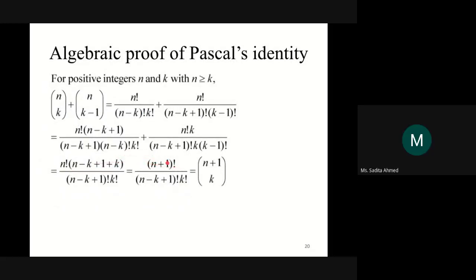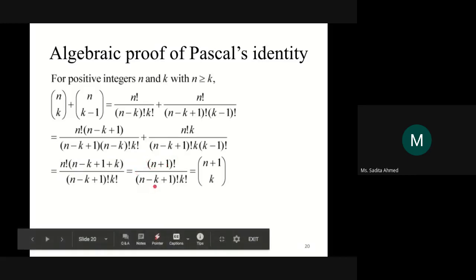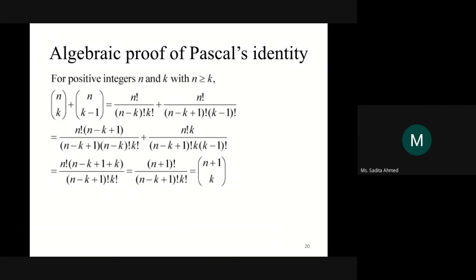N plus 1 factorial, if you break it down, what do you get? N plus 1 multiplied with n factorial. That is what we have here. So you get n plus 1 factorial in the numerator, and in the denominator, we have this. So far, does it make sense? Any questions so far? No, miss.